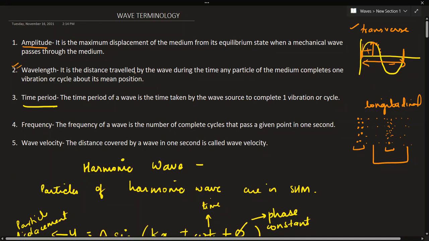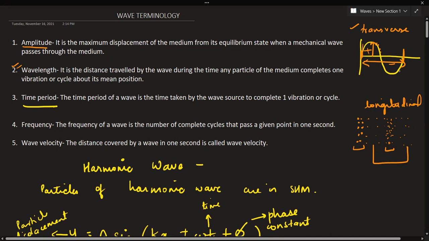So wavelength is basically the distance traveled by the wave during the time any particle of the medium completes one vibration or cycle about its mean position. Now see, similar is the case of the longitudinal. We'll be dealing with the transverse waves basically. But regarding longitudinal waves also, the consecutive distance between the rarefactions or the compressions will be the single wave, that is the wavelength.